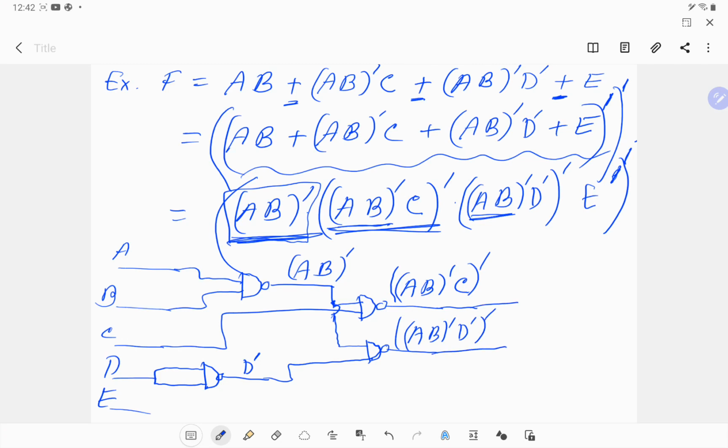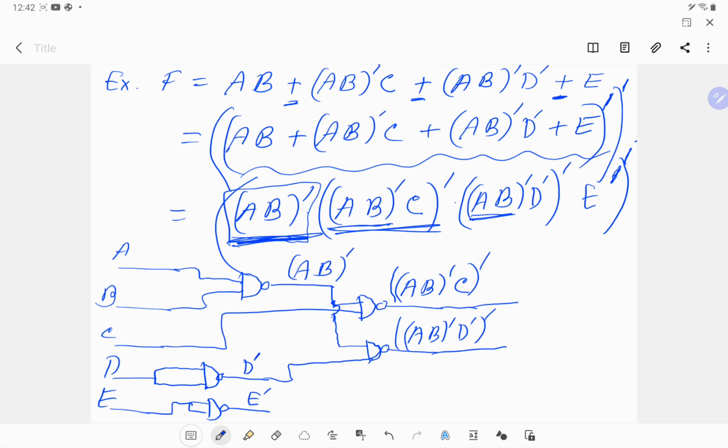Now E prime. So for doing E prime, we need another NAND gate, and after doing that we get E prime. So how many total do we have? (AB prime) prime, (AB prime C) whole prime, (AB prime D prime) whole prime, E prime. So 1, 2, 3, 4. So 4 terms we have.